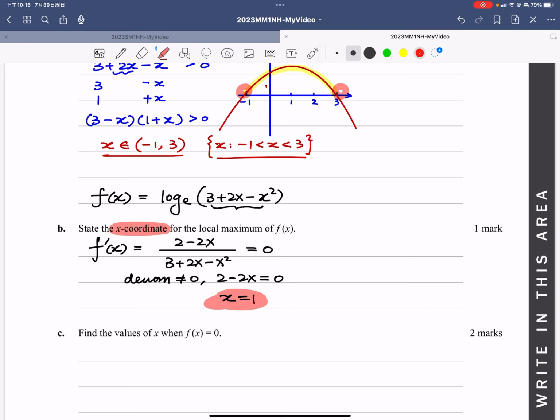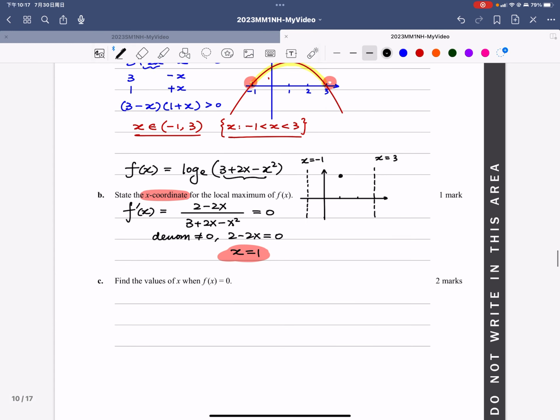I start to wonder how the graph would look like. Actually, I suspect that's how the graph should look like. In fact, I suppose the two x values, this is x equals to minus 1. This is x equals to 3.